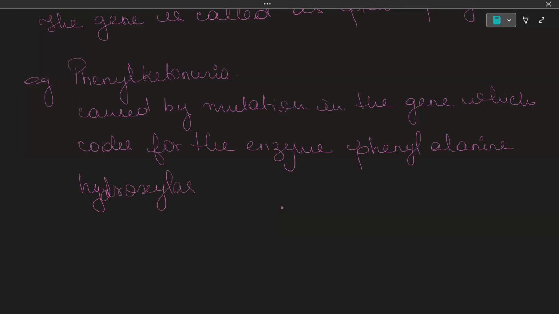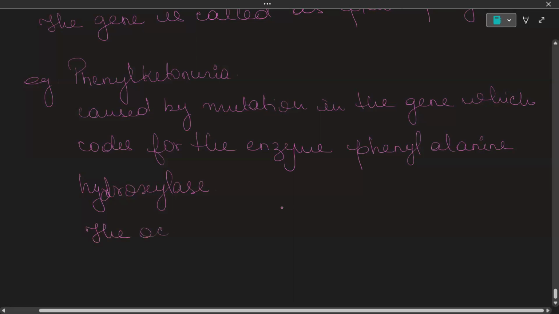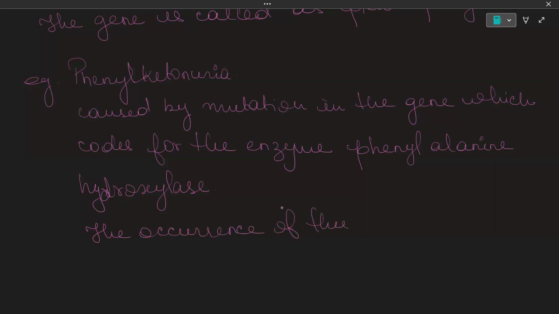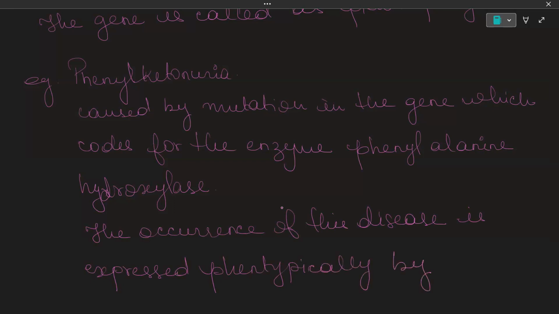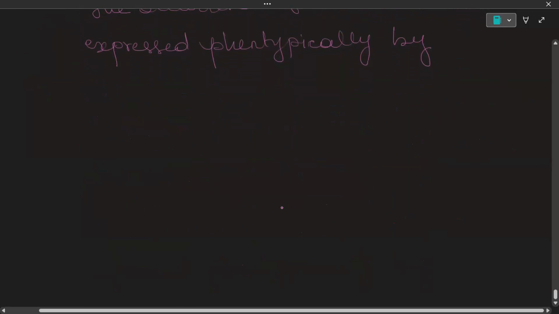This is the enzyme. Now the occurrence of this disease is expressed phenotypically by, what are those things? First is mental retardation. Mental, I'm writing.